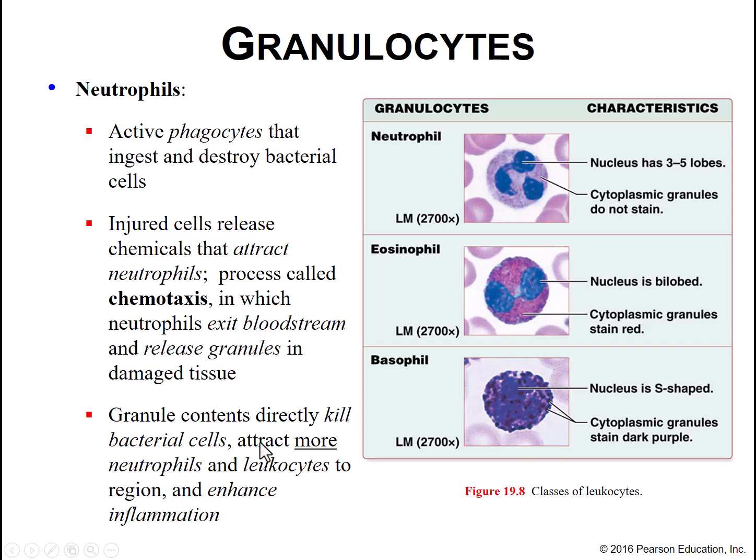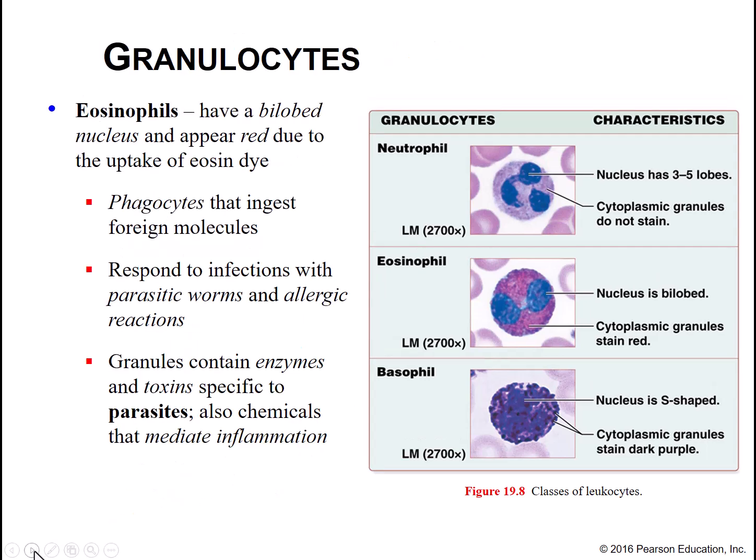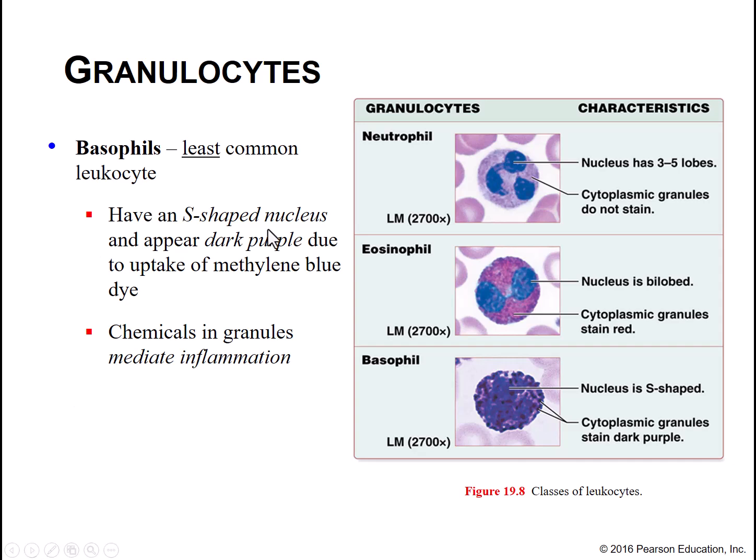And they directly kill bacterial cells specifically, so that's why they're called the bacterial slayers. They also play a role in inflammation. Our eosinophils are these red bilobed cells. They are phagocytes, usually against parasitic worms or allergic reactions. So eosinophils are activated during allergic reactions. We don't have many parasitic worms here. And then basophils, S-shaped, dark, methylene blue chemicals, granule, mediate inflammation. These are our least common.